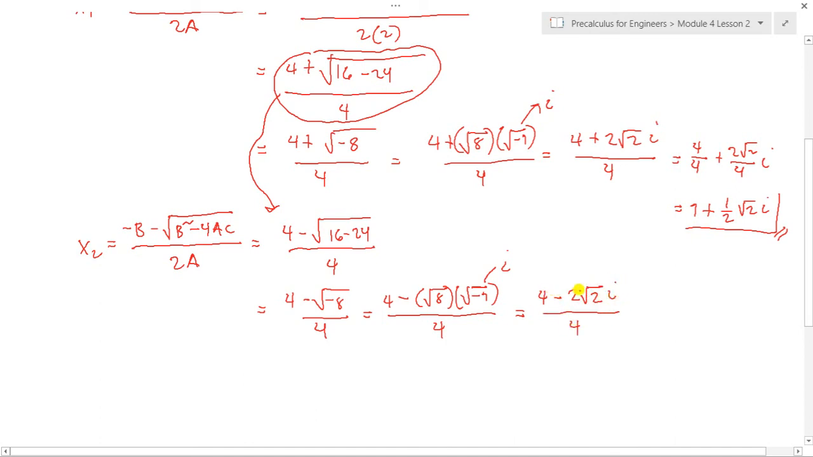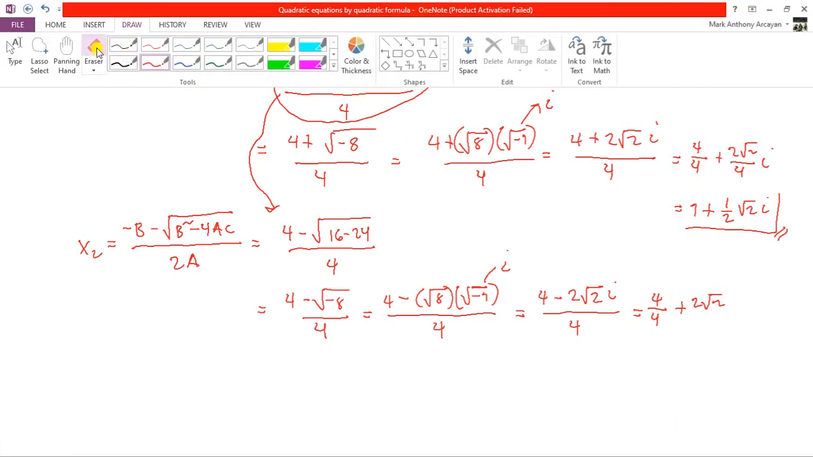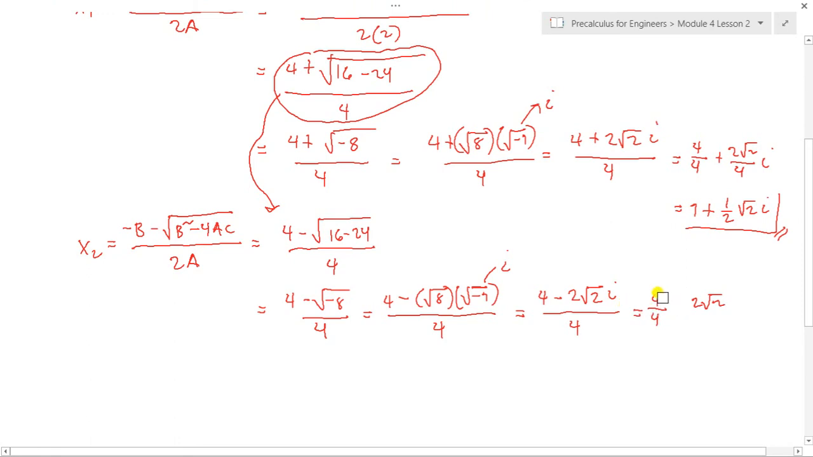So since we have two terms, we can split them into 2 fractions. So we have 4 over 4 plus 2 square root of 2. Again, this is not plus, sorry. I'm being careless again. That is minus 2 square root of 2 all over 4, then i. And then 4 divided by 4 is 1, minus 2 divided by 4 is 1/2, so 1/2 square root of 2i. So therefore this is our second root.